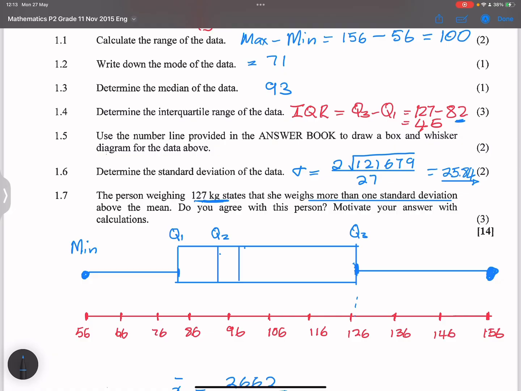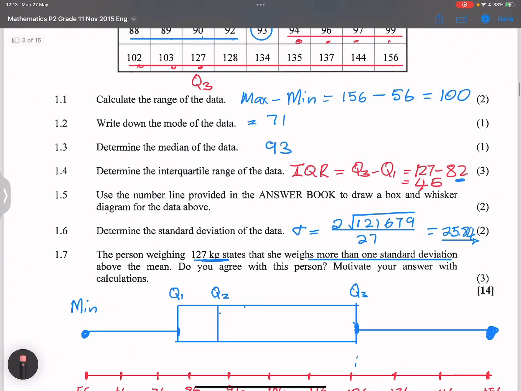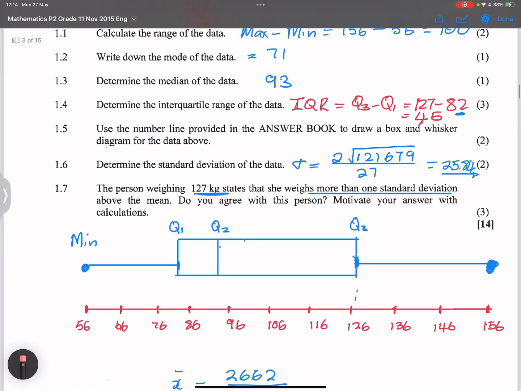So ladies and gents, that is really how we are going to end this, and we're going to look at the next question. I hope that you were able to understand. Let's go to the next question.